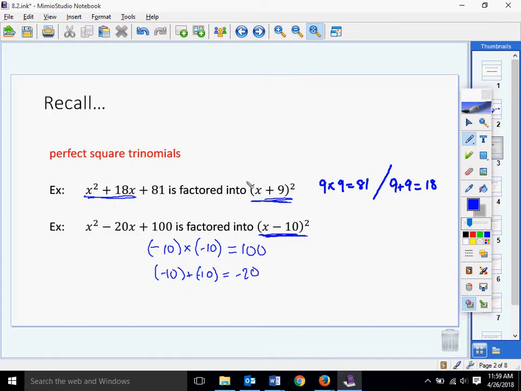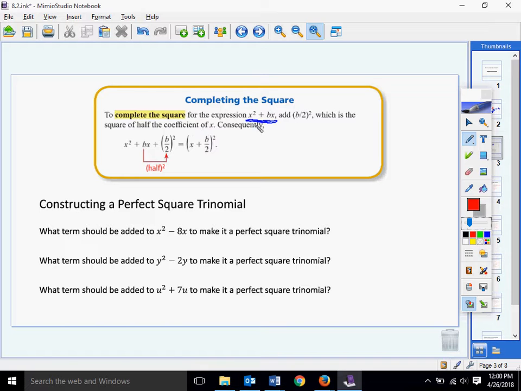So for instance, let's look at the b's here. If I cut 18 in half, I get 9, and then I square 9, I get 81. So it works there. If I cut negative 20 in half, I get negative 10, and if I square negative 10, I get 100. So it works there, and it works for every perfect square trinomial. So it's a rule. Okay, so if we're going to complete this, we need to add that number onto the end. So whatever b divided by 2 squared is, add it to the end.